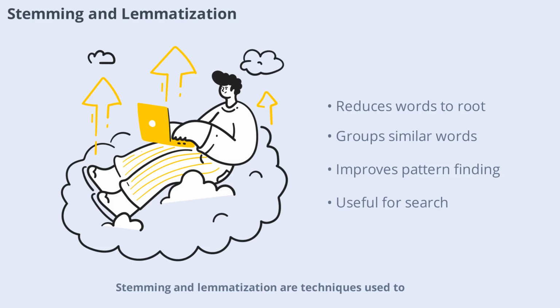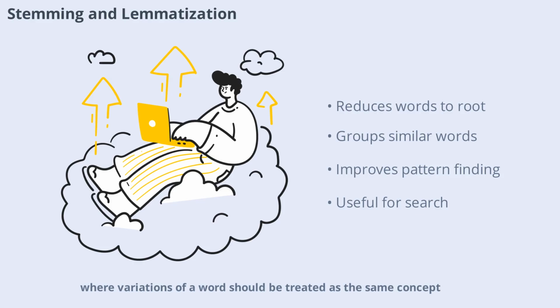Stemming and lemmatization are techniques used to reduce words to their base or root form. Stemming chops off word endings, while lemmatization uses vocabulary and grammar rules to find the correct base form. For example, running becomes run. These methods help group similar words together, making it easier for algorithms to analyze text and find patterns. They are especially useful in search engines and information retrieval systems, where variations of a word should be treated as the same concept.